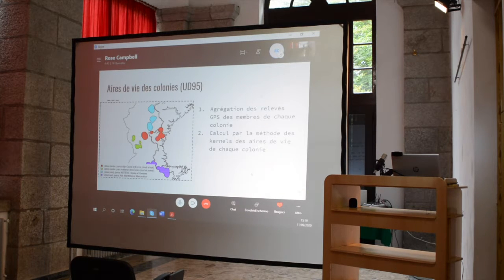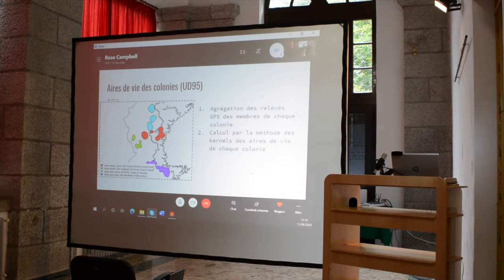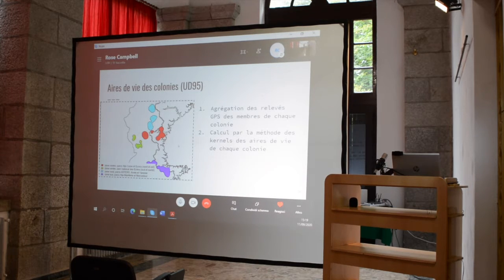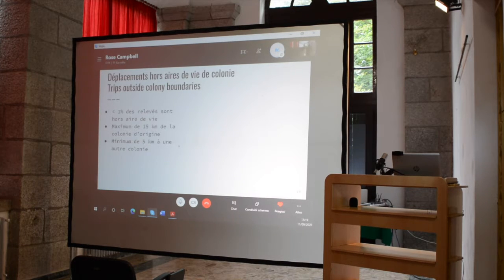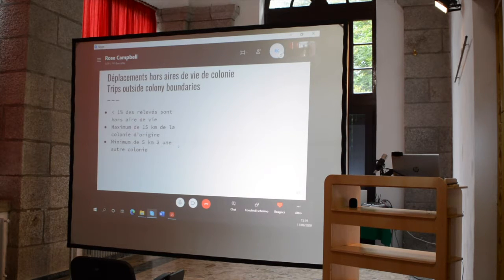Using all the points for all the individuals in each colony, we aggregate these points, and we recalculate the home range, this time not of an individual, but that of the whole colony. The home ranges of these 4 colonies are presented on this map. We were interested to see if there was any movement between colonies during the observation period. We found that 99% of data points were within the boundaries of the colony's home range. The few excursions we found outside the colonies were never very far away and never very close to other colonies. These excursions occurred mainly during the rutting period in November, December.